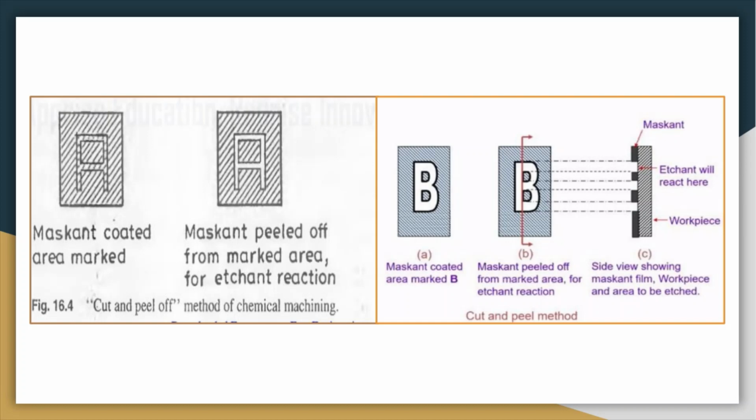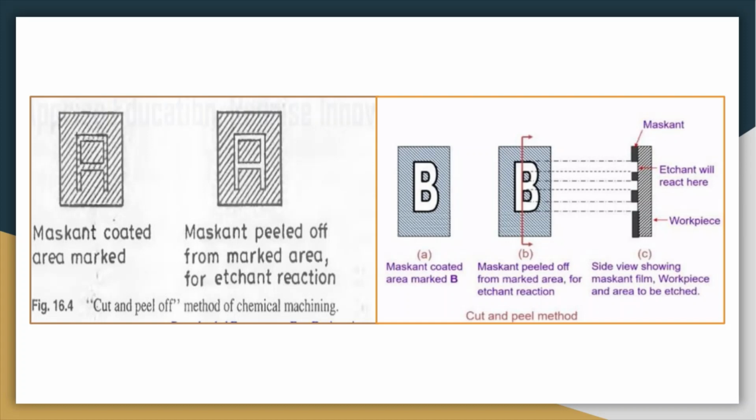Again, one more example I have shown here. In the second example, we have to engrave the letter B on the workpiece using the cut and peel maskant technique. You can see here I have shown it in 3 steps.